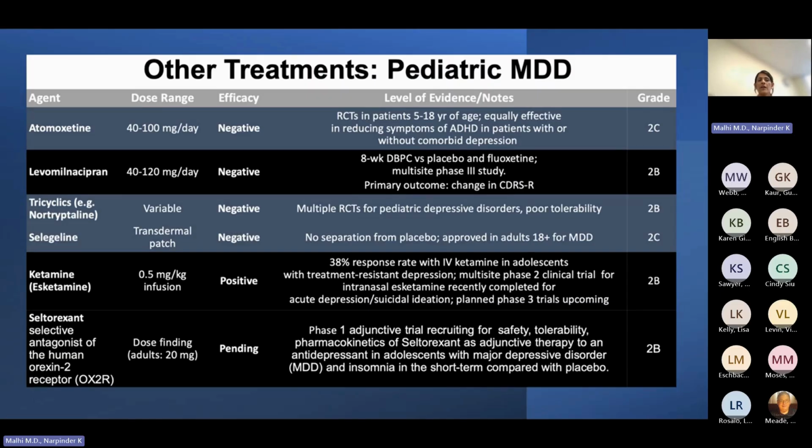And these are some of the other medications, such as atomoxetine. Atomoxetine is Strattera, an ADHD medication. It is an SNRI, and it hasn't shown much benefit with depression symptoms.